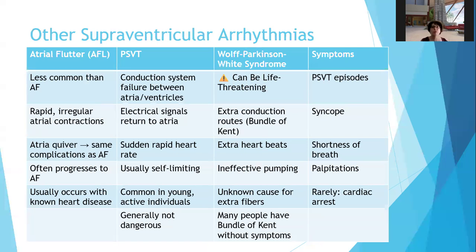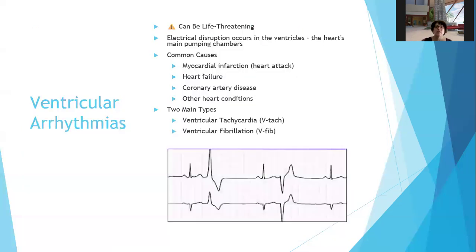Other supraventricular arrhythmias, I'm not going to go through every one of these, but they're just the different types of supraventricular arrhythmias. AFib is definitely the most common. Ventricular arrhythmias are where electrical disruptions occur in the ventricles. The ventricles are the heart's main pumping chambers, and so ventricular arrhythmia can be life-threatening.